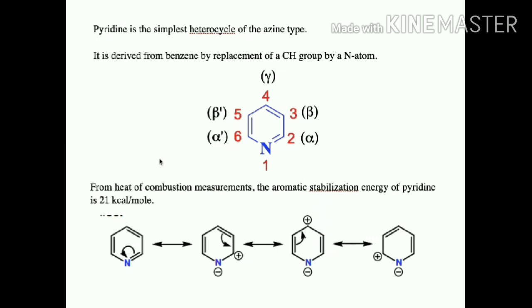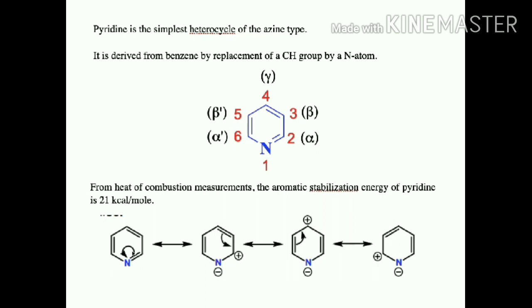And since we know pyridine is aromatic in nature, from heat of combustion measurements, the aromatic stabilization energy of pyridine is found to be 21 kilocalorie per mole, which is less than benzene. So benzene has an aromatic stabilization energy of 36 kilocalorie per mole. The resonance structure of pyridine is shown here.